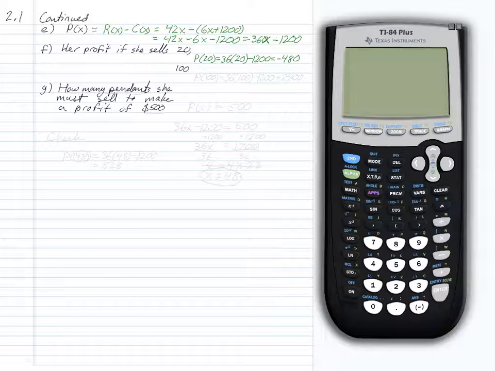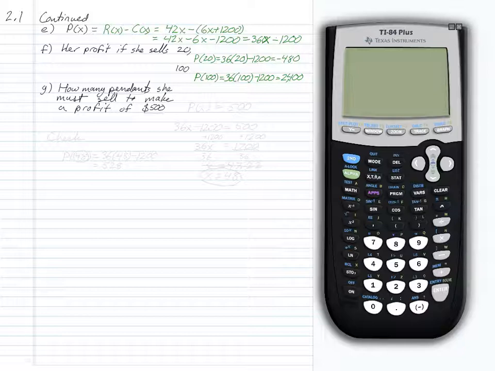Let's see if producing 100 pendants, if she keeps going a little bit, if things look better for her. So the profit from selling 100 pendants, that would be 36 times 100 minus 1,200. I calculate that to be $2,400. So at the beginning, she's got a bit of a hole to dig herself out of, but if she just sells 100 pendants, she will finally be making a profit. She'll make a profit of $2,400 that she walks away with.